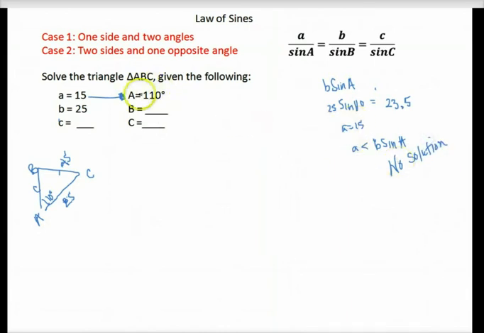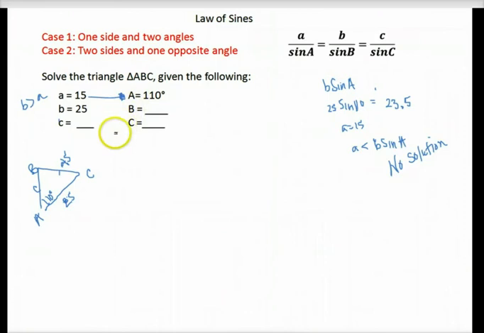Now I know those are a lot of steps to remember. You could also go by the fact that A is obtuse, so the biggest side should be across from it, and it's not. So we also know it's no solution for that reason. If you don't want to test or you forget to test, that's totally okay. I'm going to show you what will happen and how you will know as you go through the solution that there's no solution.